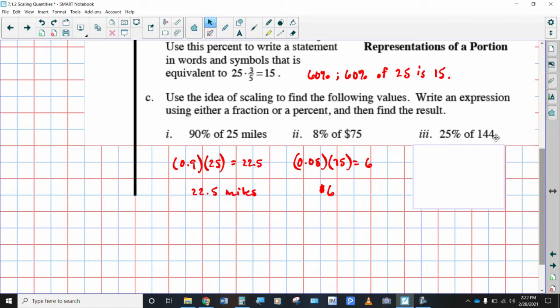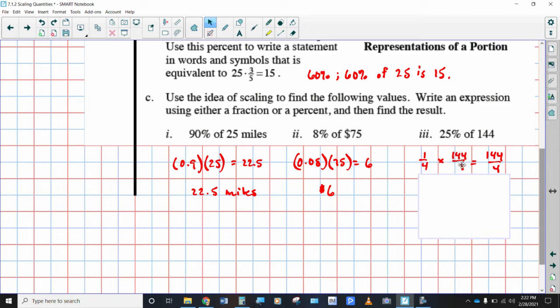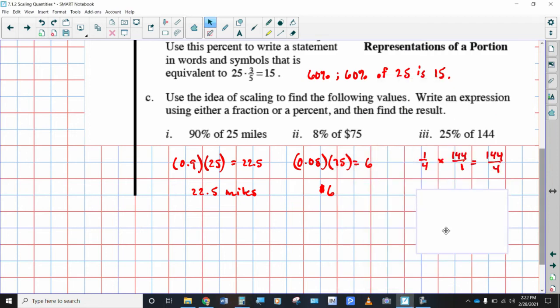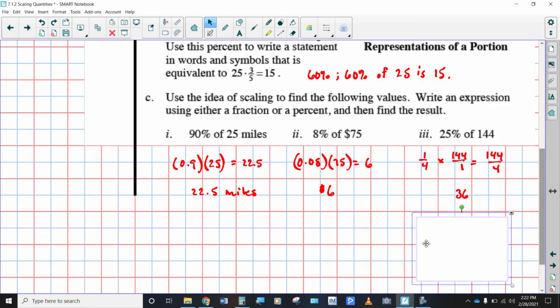And 25% of 144, in this case, 25%, I can just write that as a fraction. 1/4 times 144 is 144 divided by 4. And if you don't know what 144 divided by 4 is, then just grab your calculator and do the division, and that ends up giving you an answer of 36.